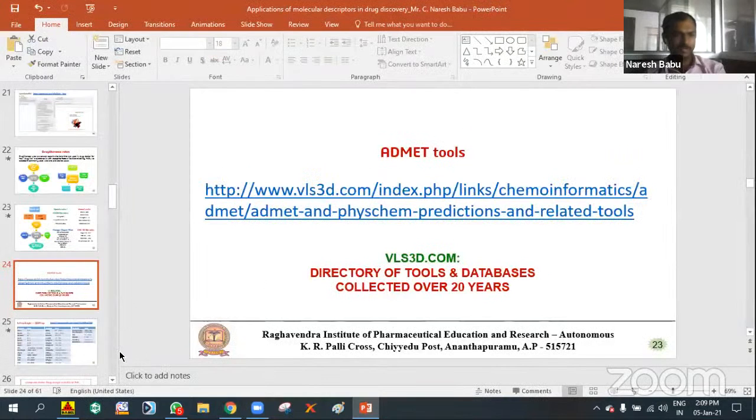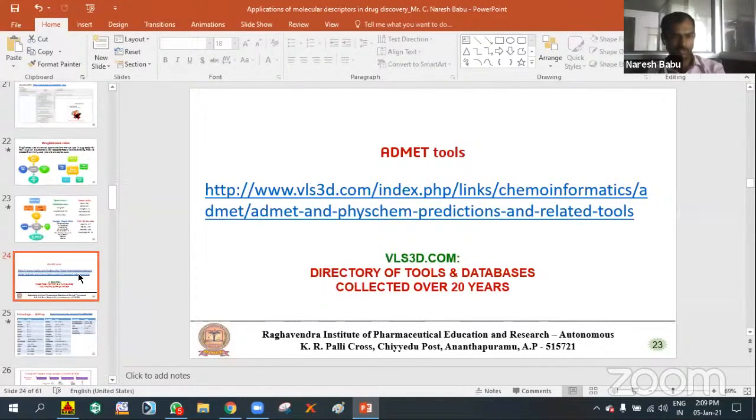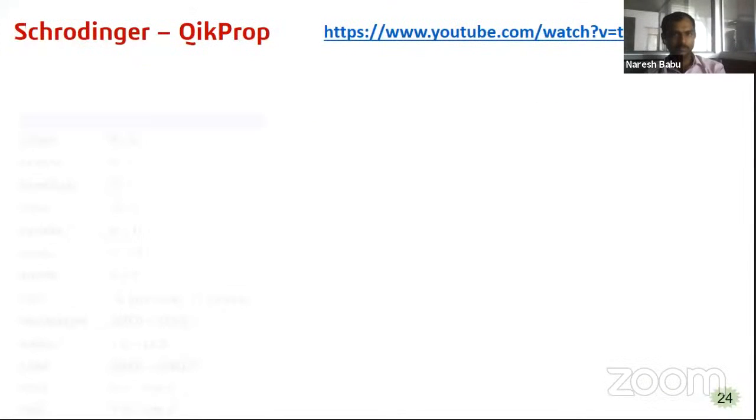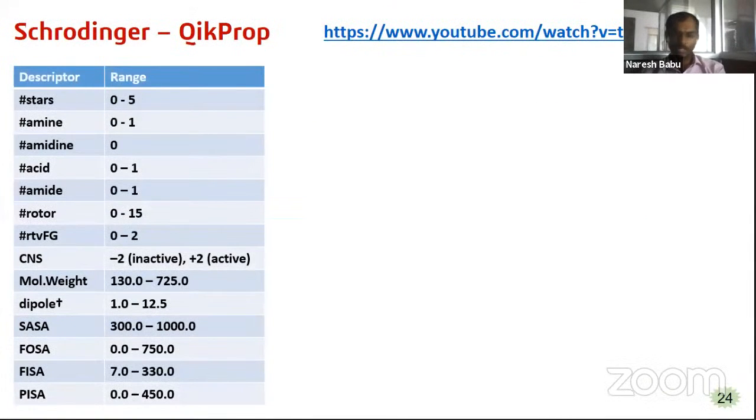Here I am giving some introduction to some ADME tools. First I am discussing the ADME tool that we use to predict the physicochemical properties, that is Schrodinger QikProp. In Schrodinger QikProp, I clearly explained these properties in the YouTube link I have given here. You can go through that link for complete information.